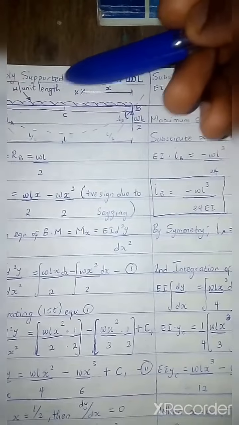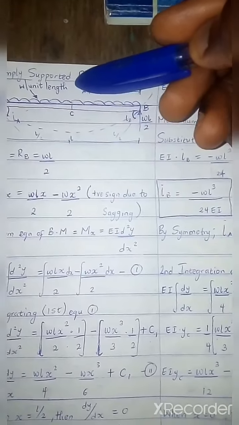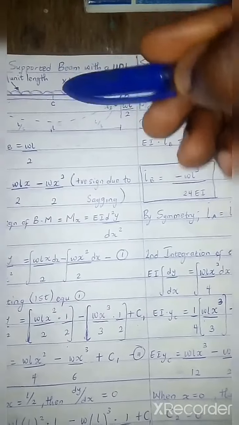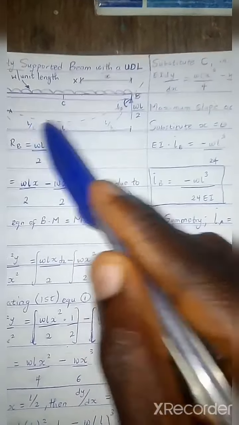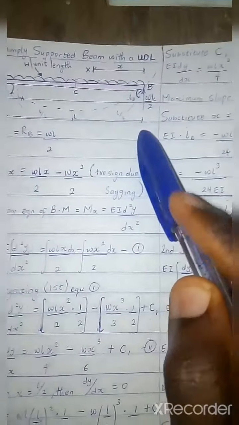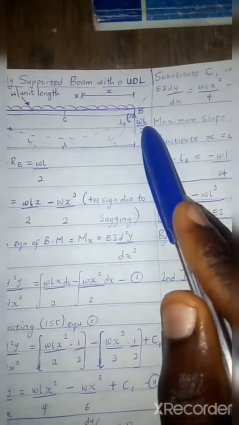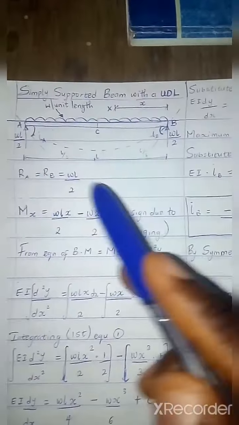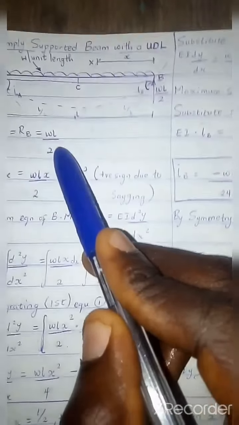The UDL is spread across all the span of the beam. When you want to change it to a point load, it appears at the center. So the distance to point C will be L over 2, making a total of L. So these are the reactions, WL over 2. The reaction at A equals the reaction at B, WL over 2.